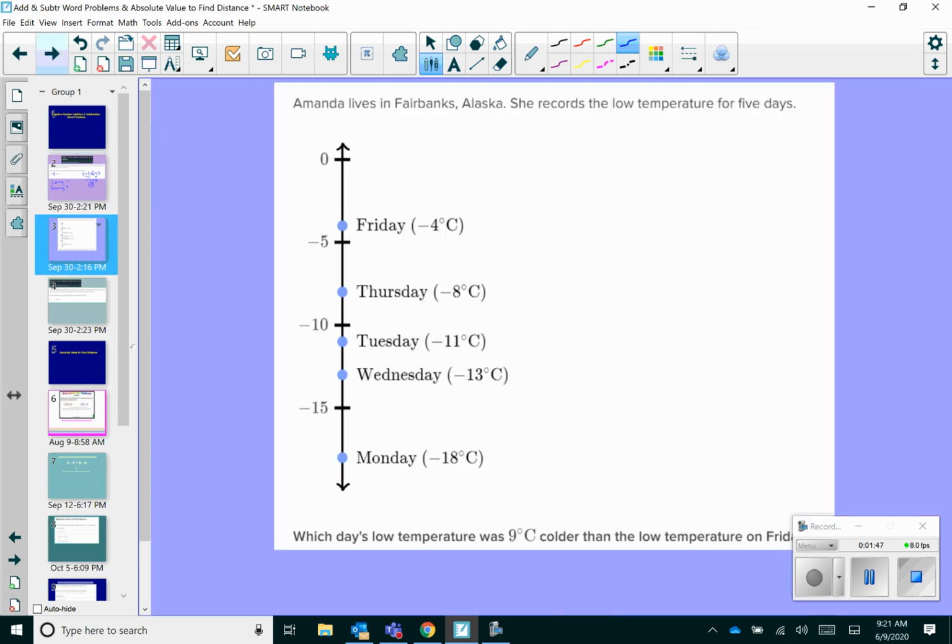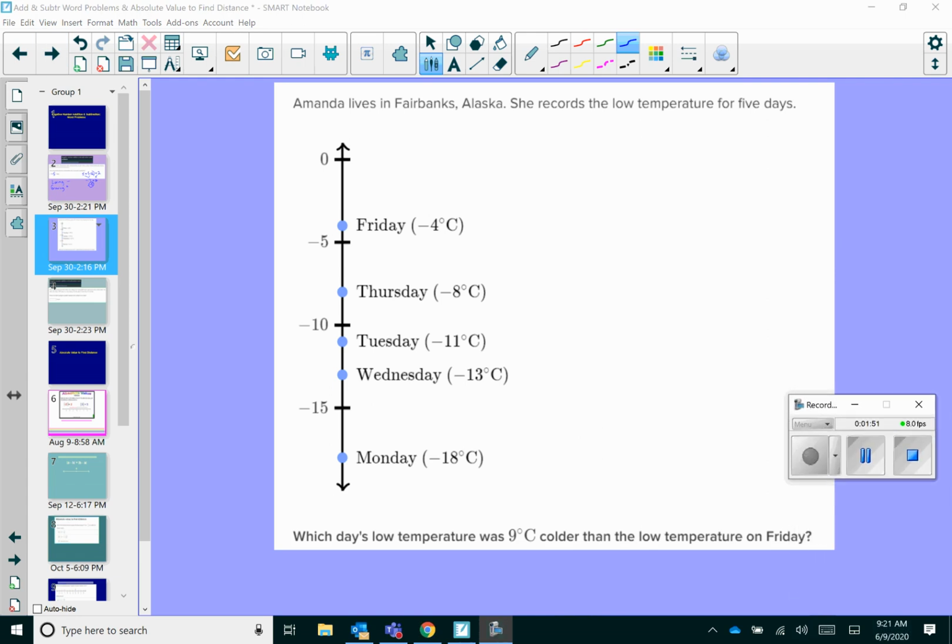Okay, here we can see that we've got basically a vertical number line. It says Amanda lives in Fairbanks, Alaska. She records the low temperatures for 5 days. Which day's low temperature was 9 degrees Celsius colder than the low temperature on Friday? Well, let's take a look at the low temperature on Friday. That was at a negative 4. And if it's 9 degrees colder, you have to ask yourself, am I going to add 9 to it, or am I going to subtract 9? Well, if it's colder, that means we're subtracting.